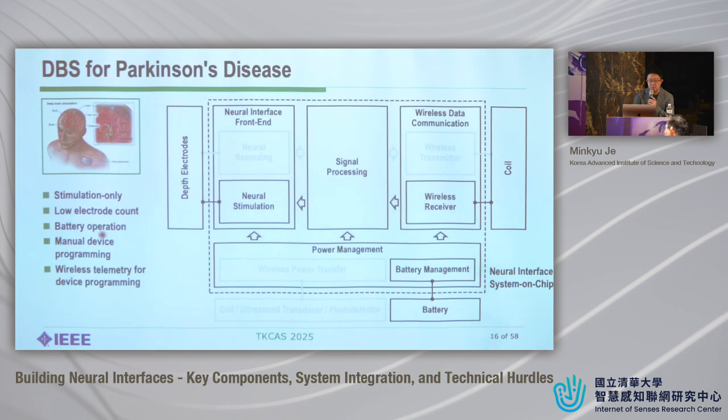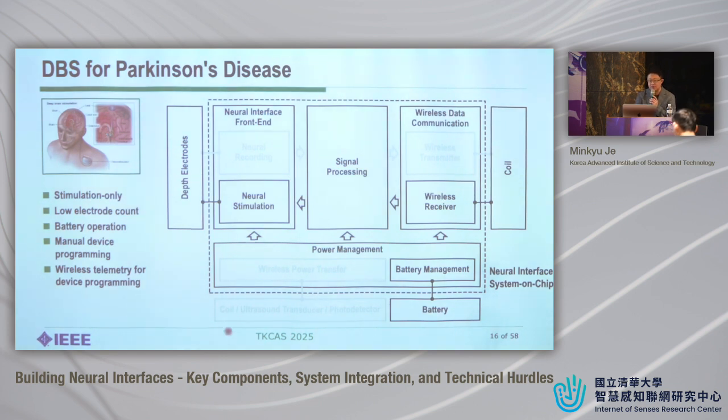It is operated by battery, and the traditional one relies on manual device programming, without any automatic intelligent programming feature. So we use wireless telemetry, the wireless receiver, for manual device programming.